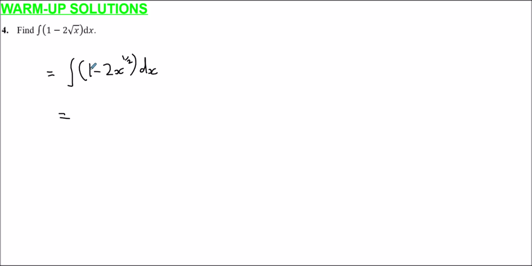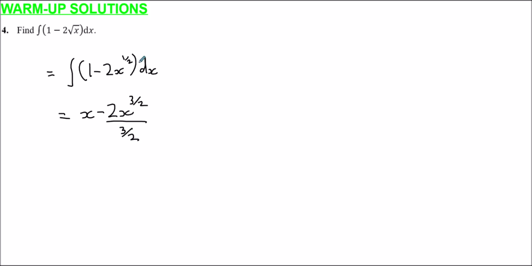So if we integrate the 1 or any constant, we just attach the variable to the end, so that becomes 1x, which is just x. Then when we integrate the variable to a certain power, we increase the power by 1, so a half plus 1 is 3 halves. Then we divide by the new power itself.